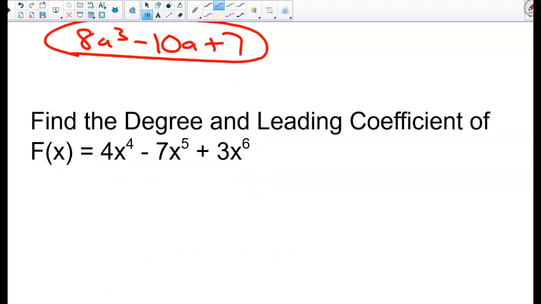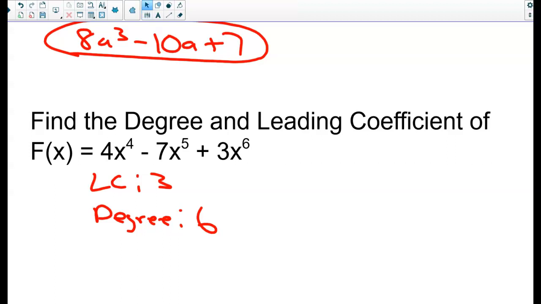The next one, this is studying. The leading coefficient is 3. The degree is 6. The degree of a polynomial is always the highest exponent. And the leading coefficient is always the coefficient of the variable with the highest exponent.